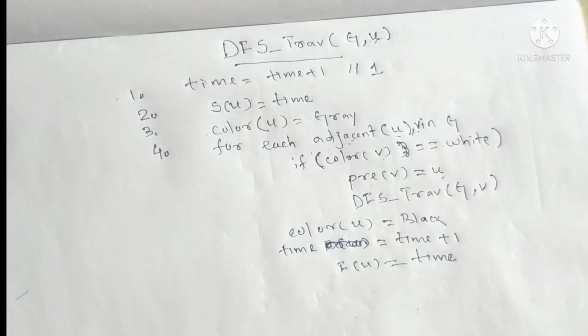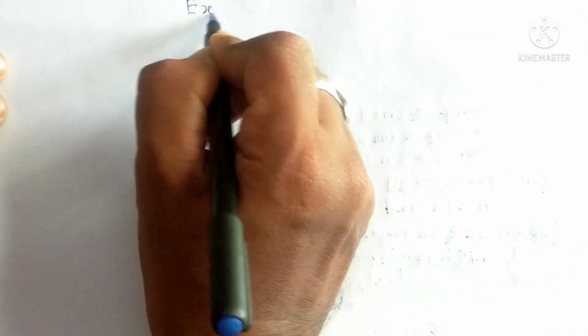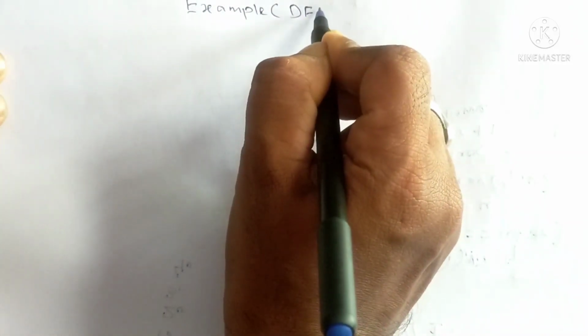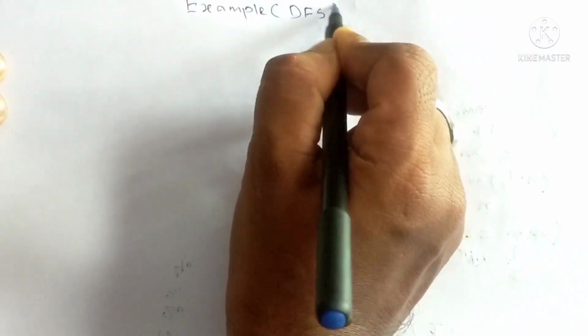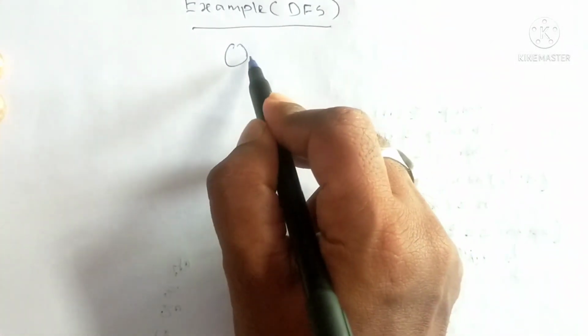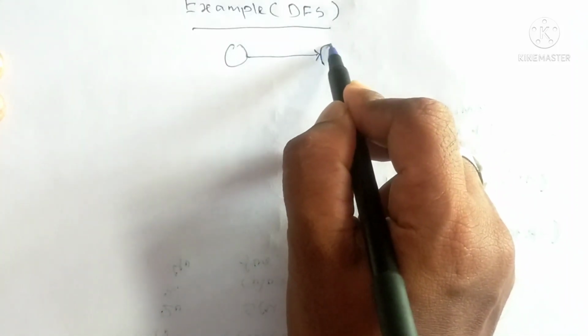So let me take one example. You will get clear knowledge about the DFS visit or DFS traversal algorithm. So let me take one example of your DFS, an example of the DFS algorithm, depth first search. Suppose I am having a graph which appears in this format.